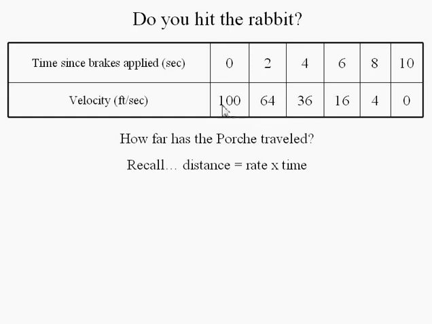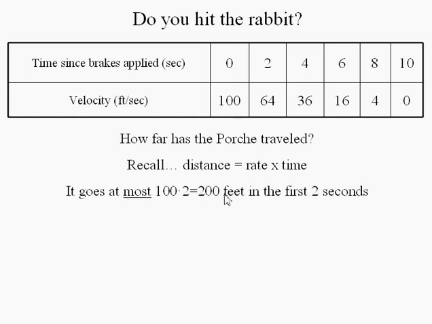So for these first 2 seconds, what we might want to look at is what is the fastest or furthest we possibly could have gone. Well, the fastest we were going during the first 2 seconds is 100 feet per second, and if we did that for 2 seconds, we would travel 200 feet. So the most we could go in the first 2 seconds is 200 feet.